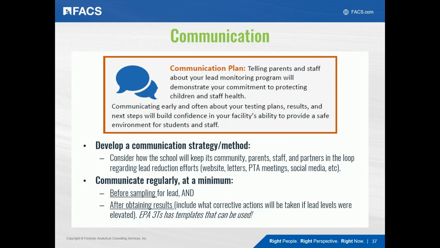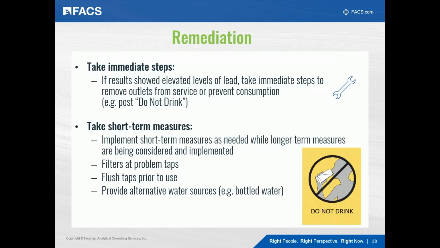Then a little bit more on communication. So transparency and communication are really important. Ideally, communicate before sampling, once you get the results, and explain what the plans are for remediation. So it just lets the staff and the families know that you're committed to protecting everyone's health. And the EPA 3Ts document actually has a lot of helpful tips on communication, and it even provides some templates that you can use for notifying parents and staff.